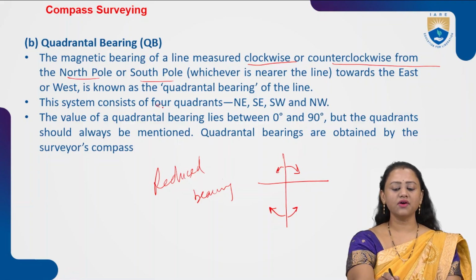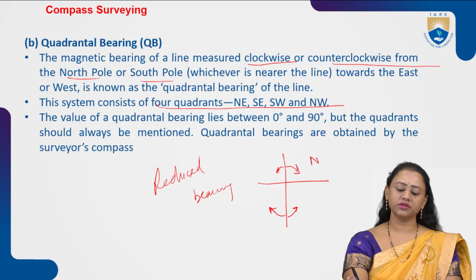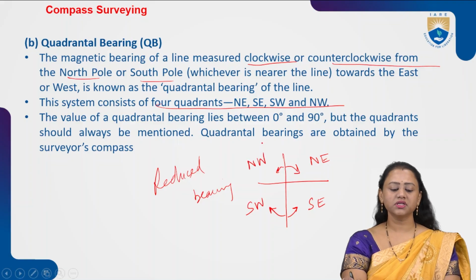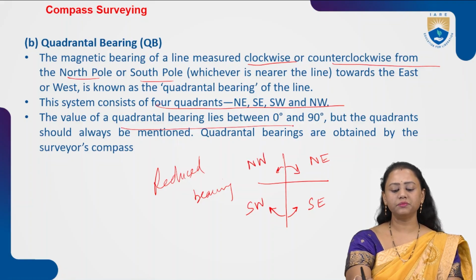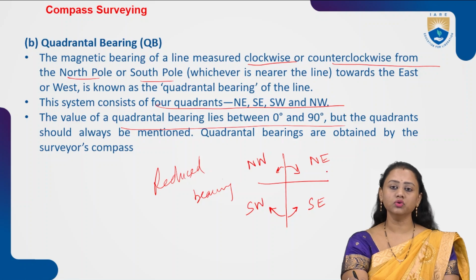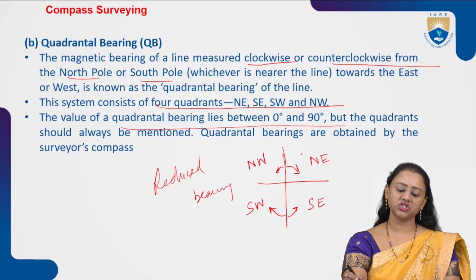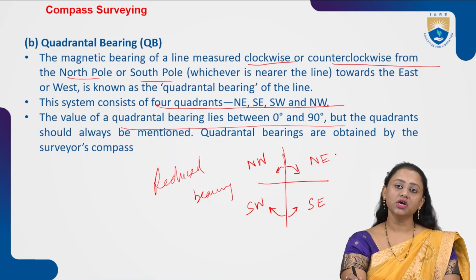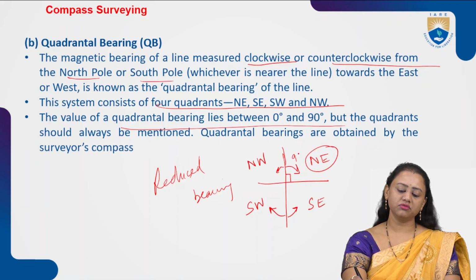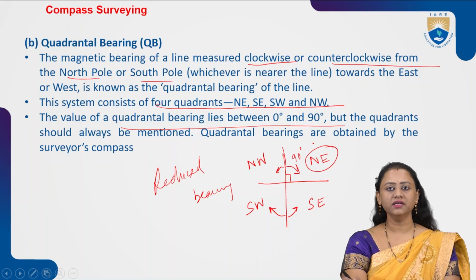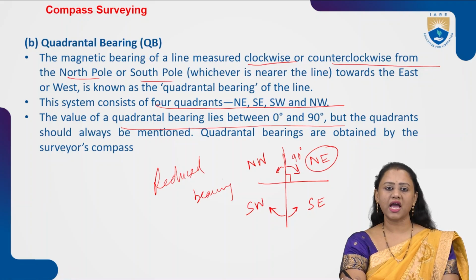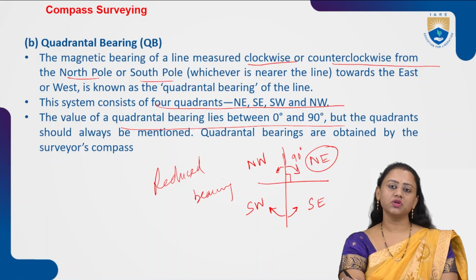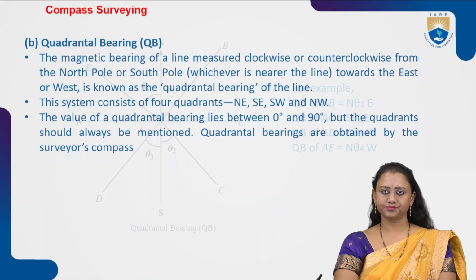This system consists of 4 quadrants. This is the northeast, this is southeast, this is southwest, and this is the northwest quadrant. The value of the quadrantal bearing varies from 0 to 90 degrees. Here we are measuring with respect to each quadrant, and the angle enclosed in each quadrant is 90 degrees. So the variation of the bearing is from 0 to 90 degrees.